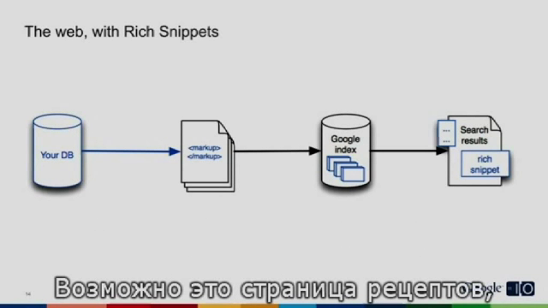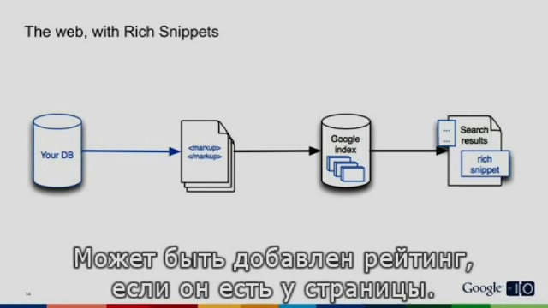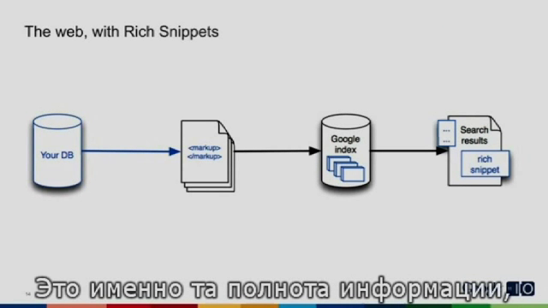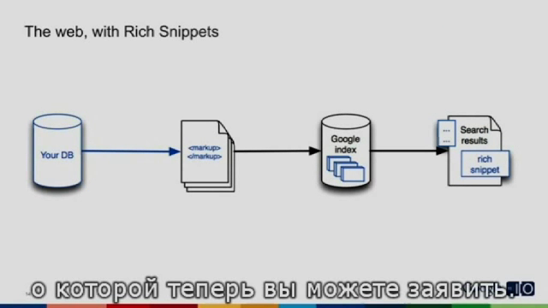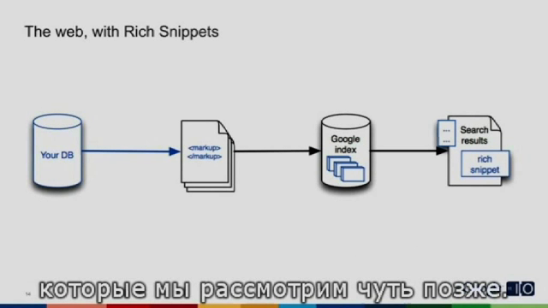Maybe that page is a recipe page. It can show a recipe snippet. It can add ratings where they exist. It's the richness of that data that you get a say in now. And we can do some other cool things with that data that we'll look at a little bit later.